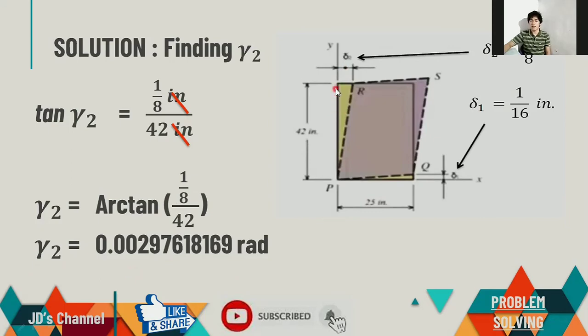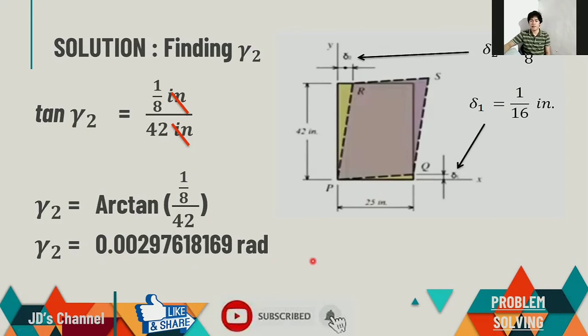So, tan gamma sub 2 is equals to opposite, which is yung opposite niya is yung ating delta 2 na 1/8 inch over yung ating original length, which is 42 inch. So, cancel the inch, and then, same procedure to eliminate this tan. So, we apply the tan inverse in both sides, and then magkakaroon tayo ng arctan, okay, dito. And then, upon applying yung ating tan inverse, we will get this value for gamma sub 2. Again, naka-radian measure tayo, class.